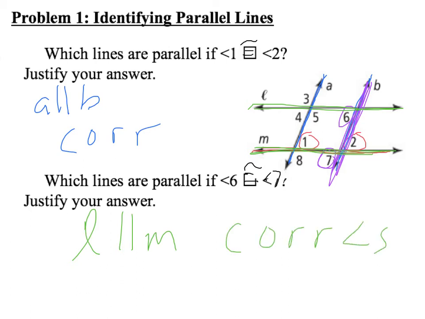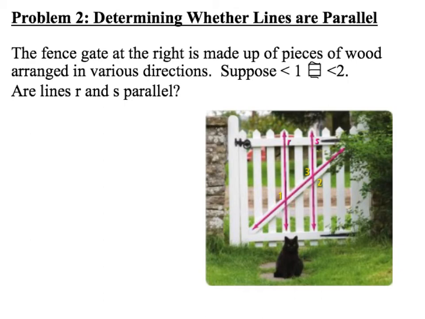corresponding angles. Now this fence on the right is made up of pieces of wood arranged in various directions, and it's saying that angles 2 and 1 are congruent. Are lines R and S parallel? Well, first I look at where the transversal is. Here's the line that creates both those angles. So it's asking for R and S. Are they parallel? I'm going to say yes.